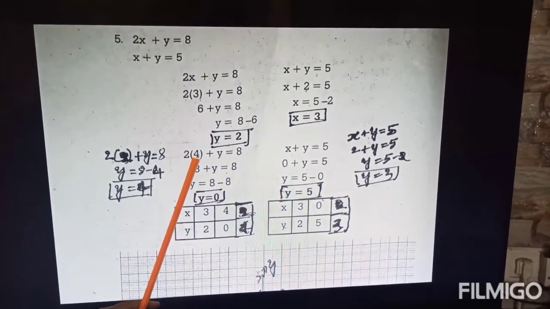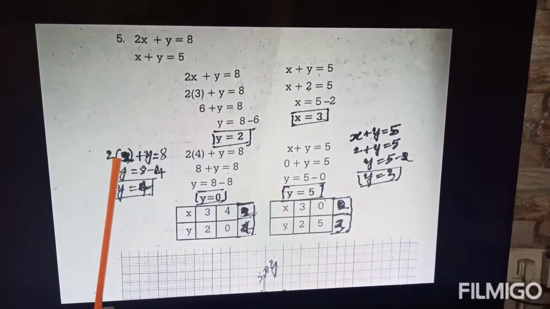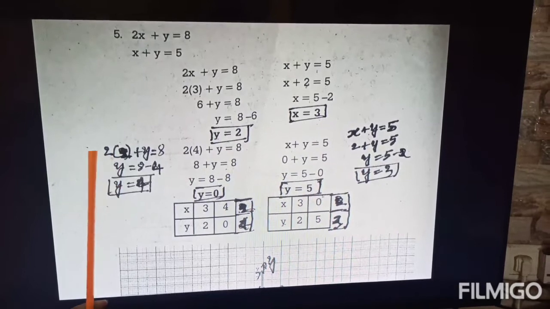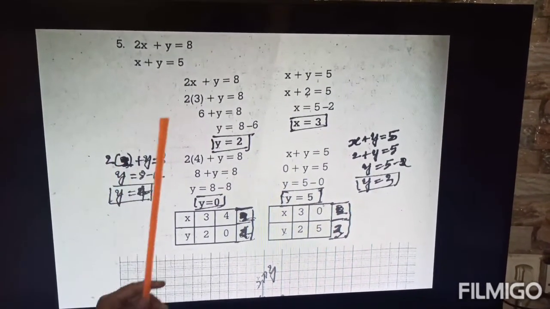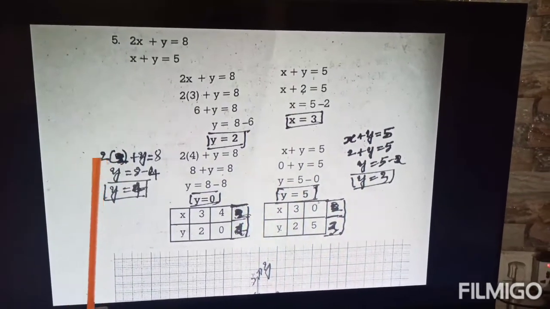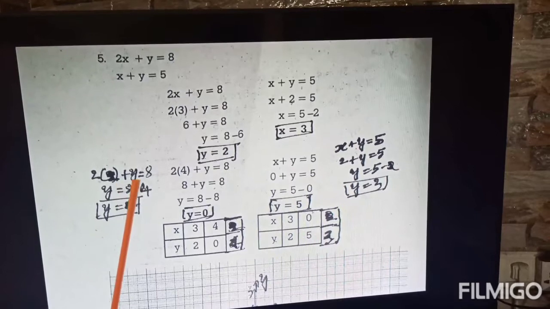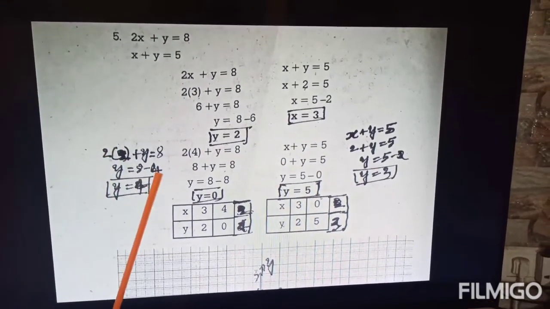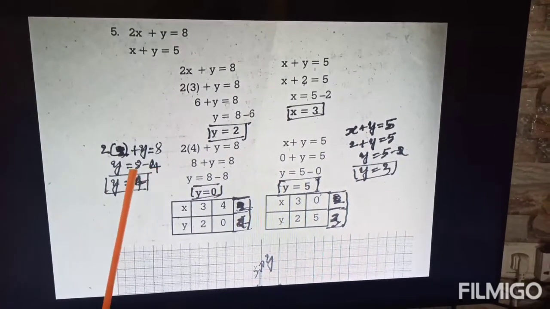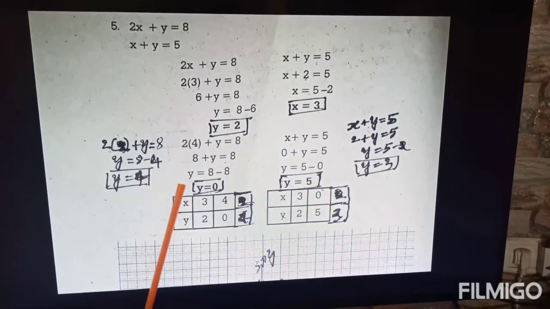Then replace 2 for x. 2 into 2, 4. Then y is equal to 8 minus 4. 2 into 2 is 4, and 4 transfers to the right side. It becomes 8 minus 4, which will be 4. y is equal to 4.